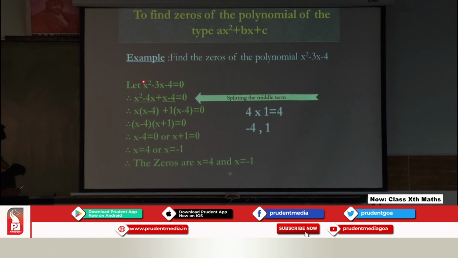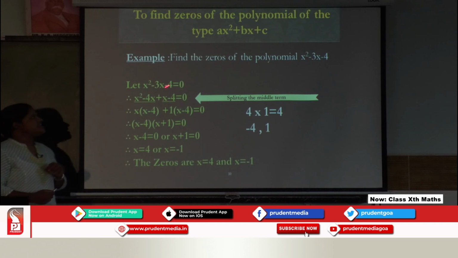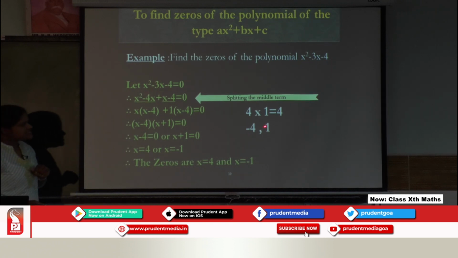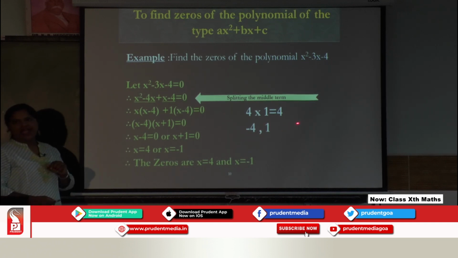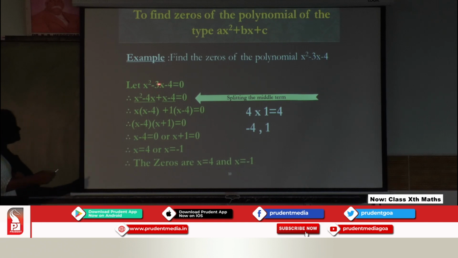So how do we find factors? We have this coefficient as 1, this coefficient as 4. So 1 into 4 is 4, and now which factors of 4 will satisfy minus 3? It is minus 4 and 1, because minus 4 plus 1 will give us minus 3. So in place of minus 3, I write minus 4 plus 1.